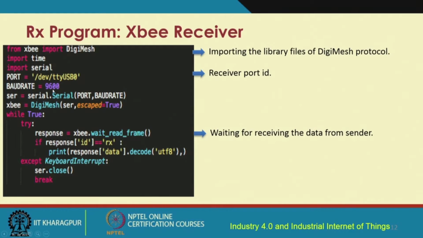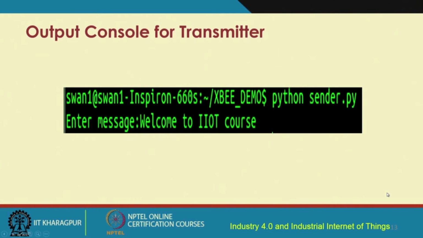over here, and this try block, if you look at, it is waiting for the receiving of the data that is sent from the sender. So, it is waiting for reading the frame, and this is basically this block, and this is the Python code. And so, the output console for the transmitter is going to look like this.